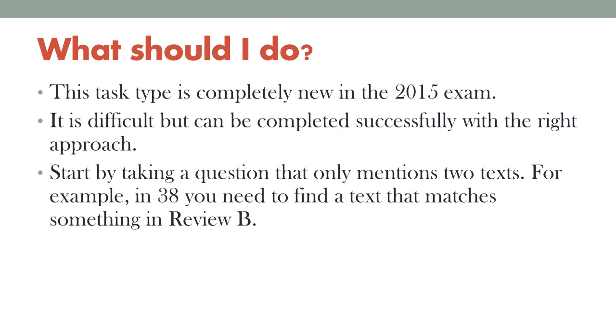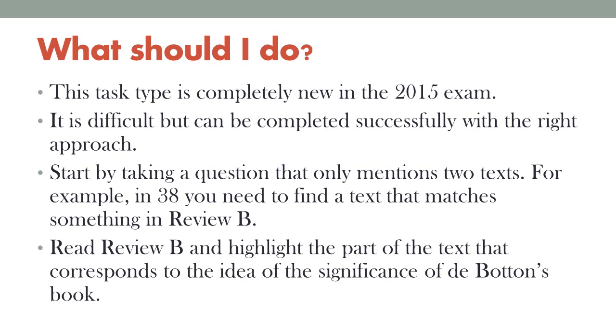So we're going to have a look at one possible approach. Start by taking a question that only mentions 2 texts. For example, in 38, you need to find a text that matches something in Review B. So the question for 38 is, which reviewer shares Reviewer B's opinion of the significance of de Botton's book? So let's take that one as an example. So read Review B and highlight the part that corresponds to this idea of the significance of his book. Okay, pause now so you can do that. On the next slide I'll show you what we found.